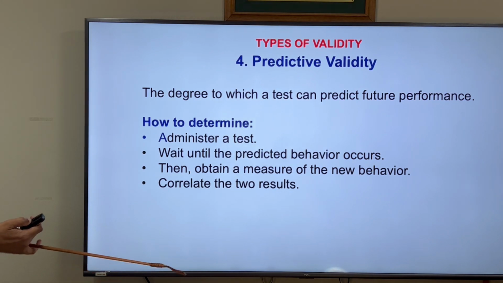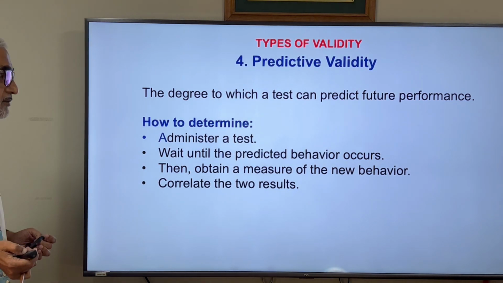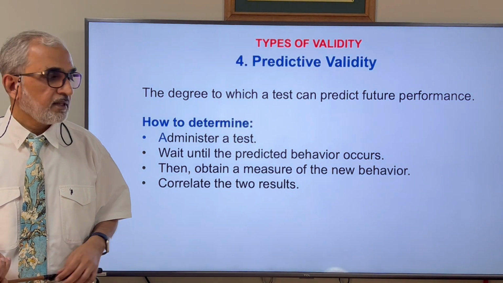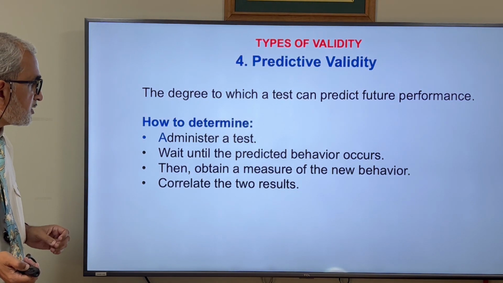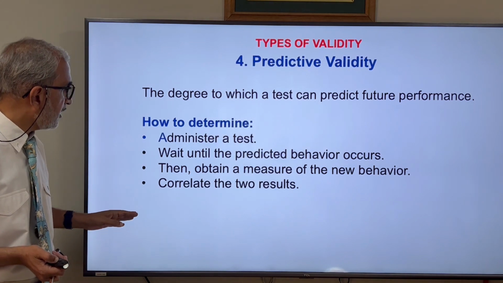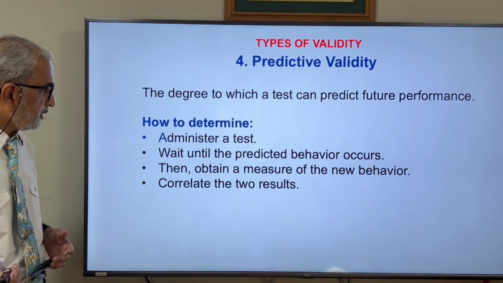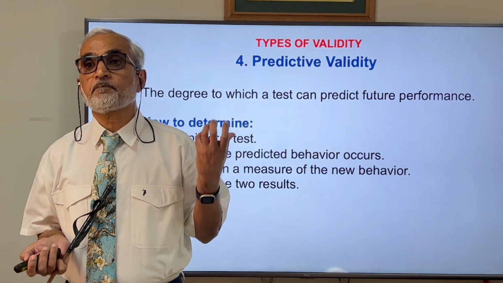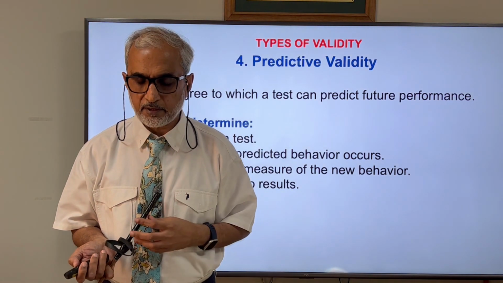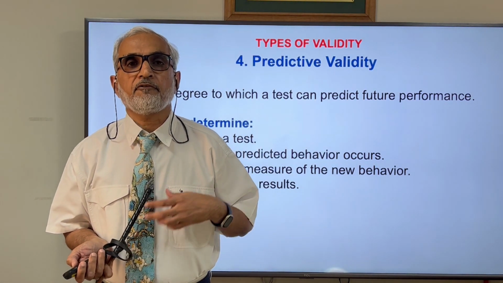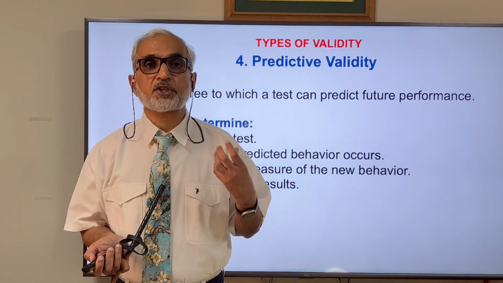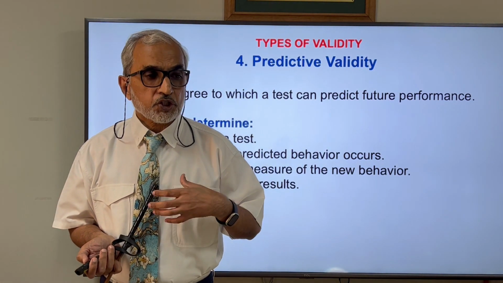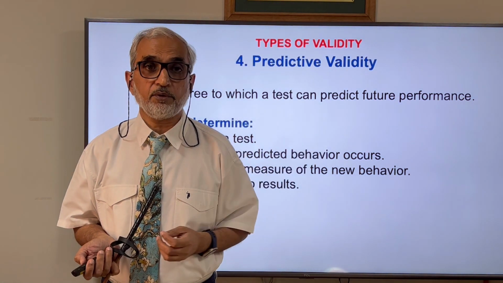Predictive validity is the degree to which a test can predict future performance. To determine it, you administer a test, then wait until the predicted behavior occurs, then obtain a measure of the new behavior and correlate the two results. For example, we want to measure a problem solving construct. So in a final year examination, we gave an OSCE, Objective Structured Clinical Examination test with 14 items. The student has a score, a numerical value.